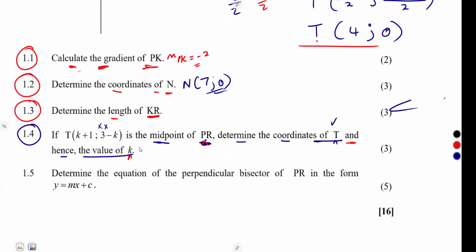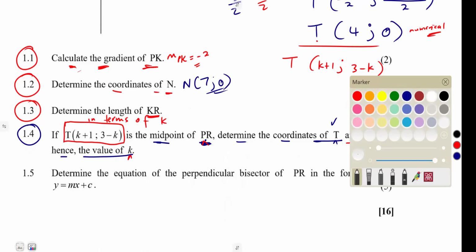And hence, the value of K. To find the value of K, we can simply use the point T that we are given here. Remember, we are told that T is given in terms of K. But here we've got the point T with numerical values. So we can simply equate the two. The T that is given as (k plus 1, 3 minus k) and this one, they are simply the same.